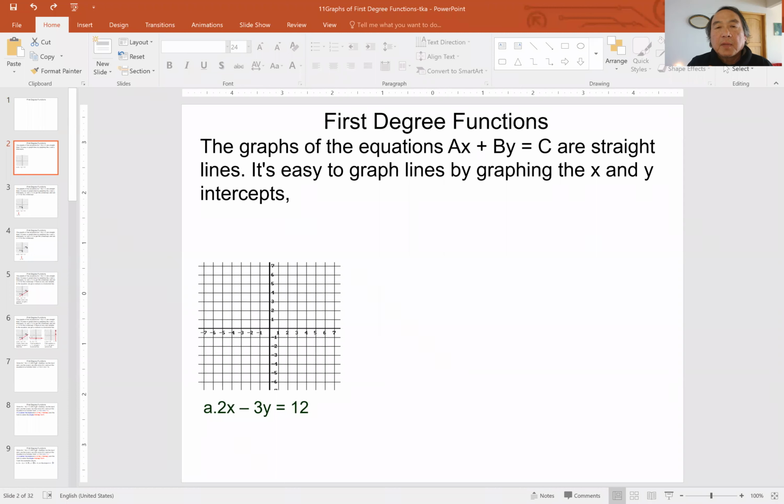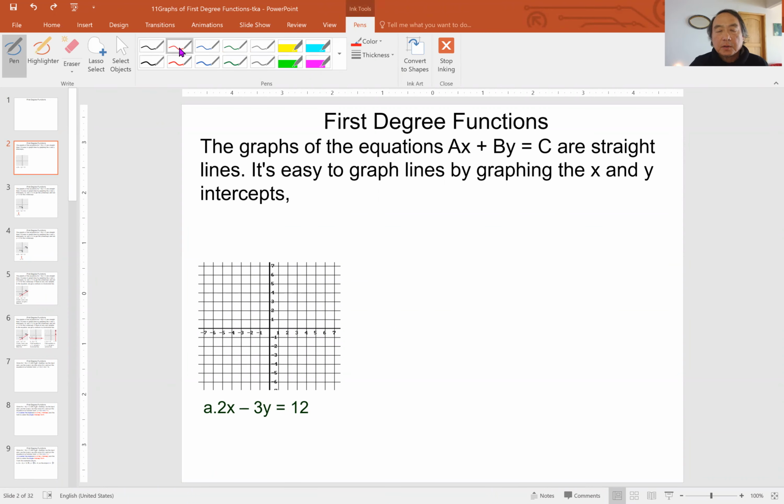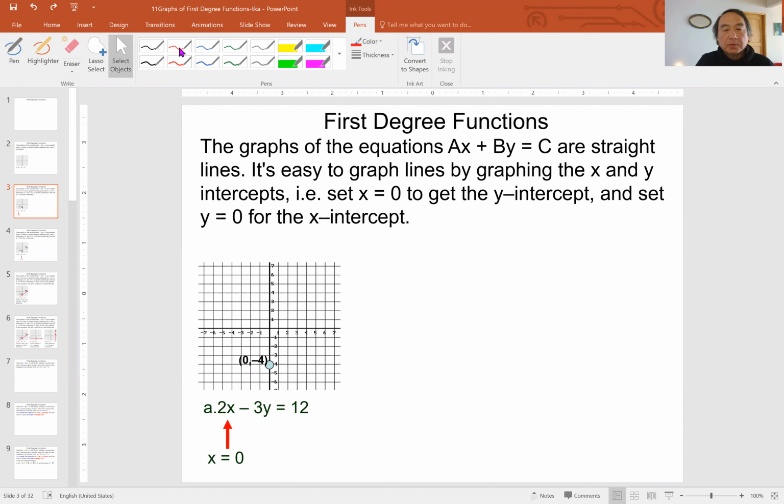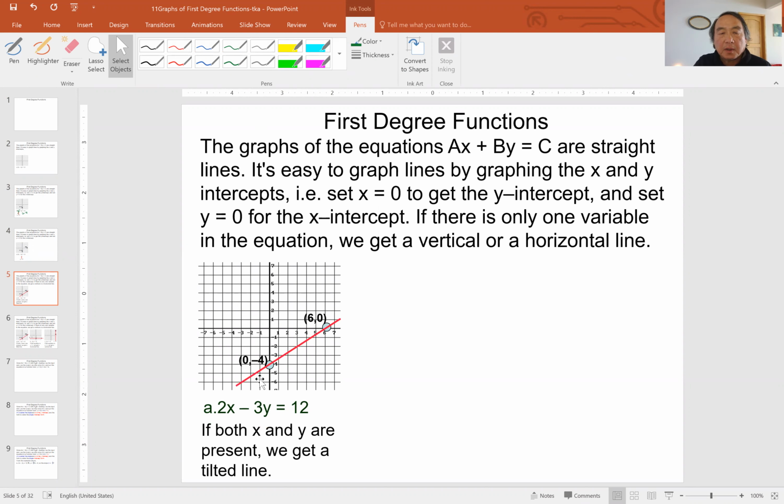One of the easy methods to graph a first degree equation is the intercept method. You set x equal to 0 and solve the equation, and you find that y is equal to -4. So I get the y-intercept. And if I set y equal to 0, I get (6, 0) as the x-intercept. Then connect the points with a line, and we get the graph of the equation.